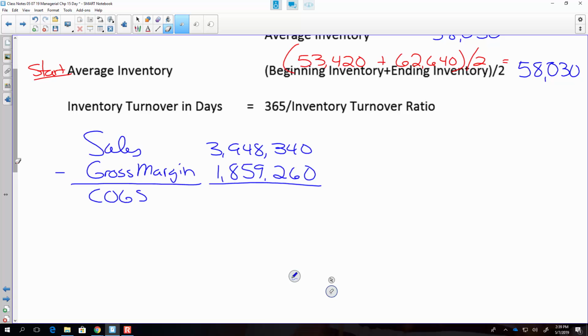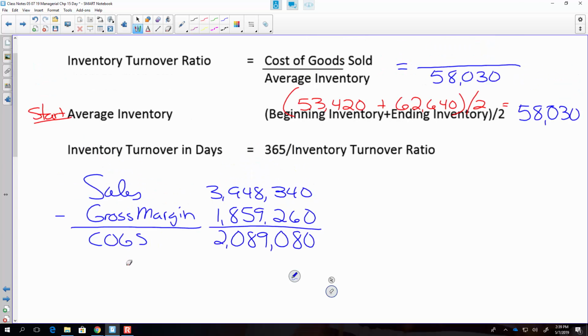Can someone help me with that number? I know this is 80. 2,089,000. Like that? Yeah, there you go. Thank you. $2,089,080 is our cost of goods sold. So let's jump that up here.